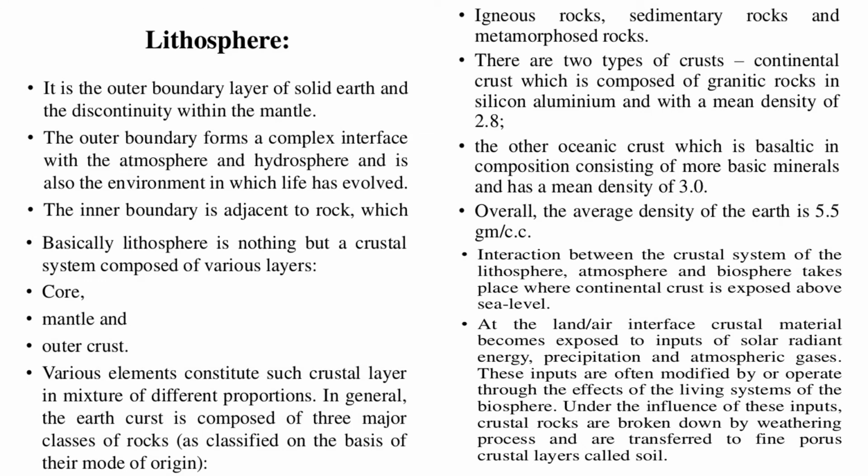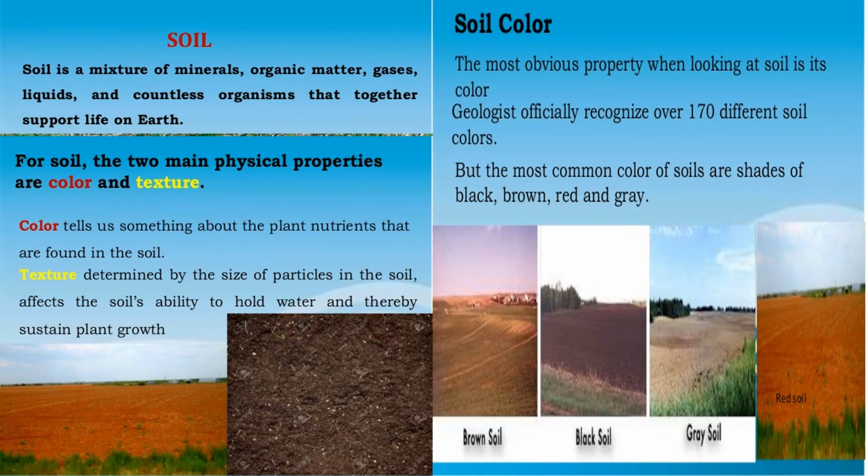Interaction between the crustal system of the lithosphere, atmosphere and biosphere takes place where continental crust is exposed above sea level. At the land-air interface, crustal material becomes exposed to input of solar radiant energy, precipitation and atmospheric gases. These inputs are often modified by or operate through the effect of the living system of the biosphere. Under the influence of these inputs, crustal rocks are broken down by weathering process and are transformed to a fine porous crustal layer called soil. Soil is a mixture of mineral, organic matter, gases, liquids and countless organisms that together support life on Earth. For soil, the two main physical properties are color and texture.